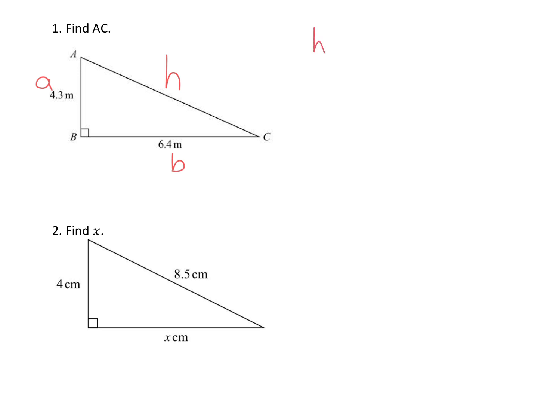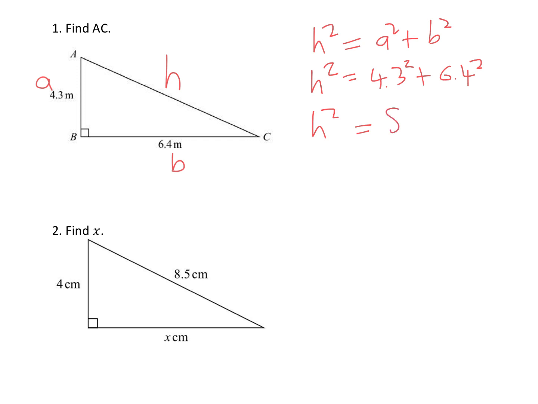Pythagoras theorem states that the square of the hypotenuse is equal to the sum of the squares on the shorter two sides. So in this case, AC, or the hypotenuse squared, would be equal to 4.3 squared plus 6.4 squared. So the hypotenuse squared is equal to, just put that in a calculator, and it'll work out to be 59.45.